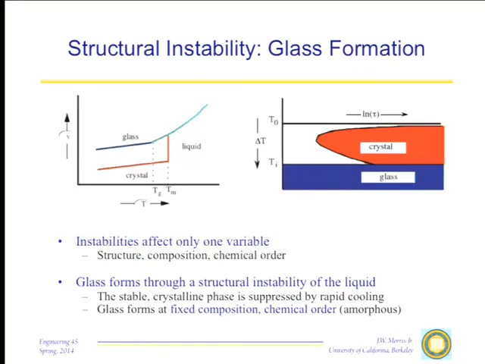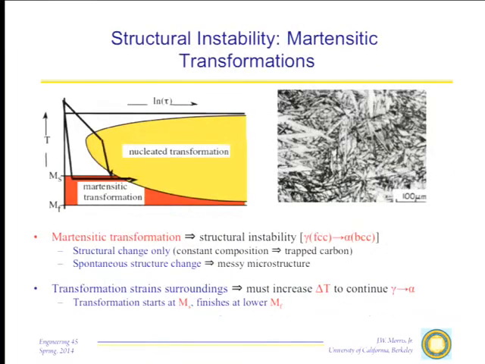A classic example of a structural transformation is the formation of a glass. We talked about that earlier. We cool quickly enough from the liquid to suppress crystallization, we get a glass. The glass has the composition and the state of order that the liquid had. The only thing that we changed is the structure, in this case the inhibition of the motion of those individual atoms. The most important of the instability transformations historically and in current technology is the martensitic transformation in steel.